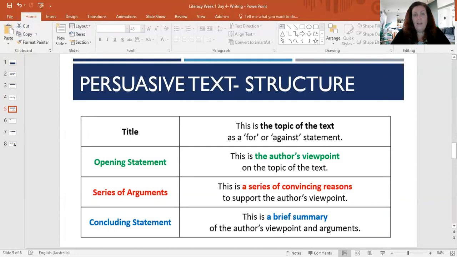After this, you will have a series of arguments. This is a series of convincing reasons to support the author's viewpoint. So it's supporting your viewpoint, which is where you include your evidence to support it. And then at the end, we have a concluding statement. This is a brief summary of what your viewpoint is and the arguments that you have presented earlier in your piece.